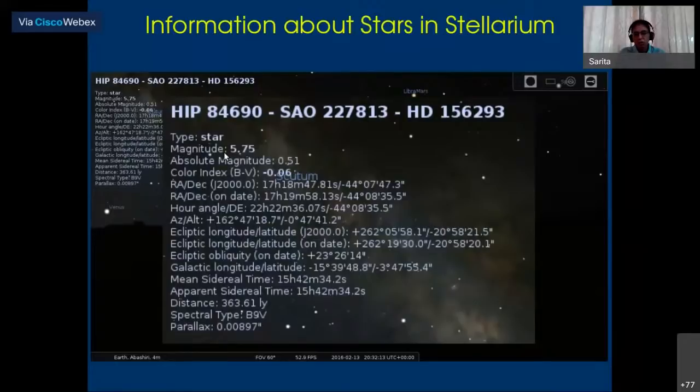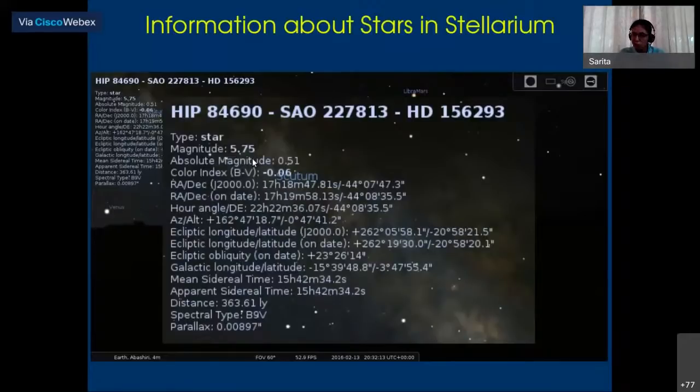And what is its magnitude? This is the apparent magnitude, 5.75. I hope you now understand what absolute magnitude is. That is, if you bring the star to 10 parsec, what its magnitude would be. And you see that it is 0.51. From apparent magnitude and absolute magnitude, you should be able to calculate the distance using the distance modulus, right? Assuming that there is no starlight getting absorbed. So I hope you still recollect.